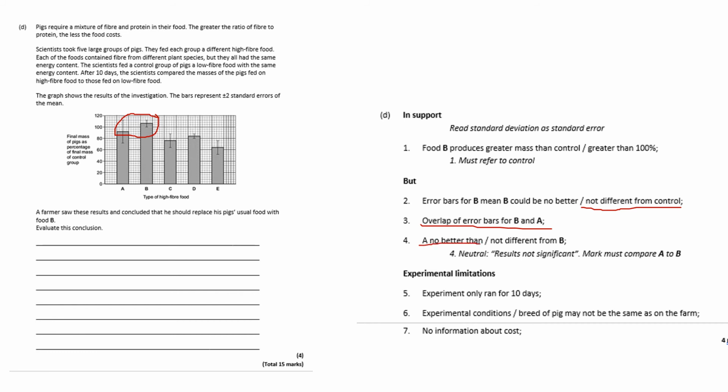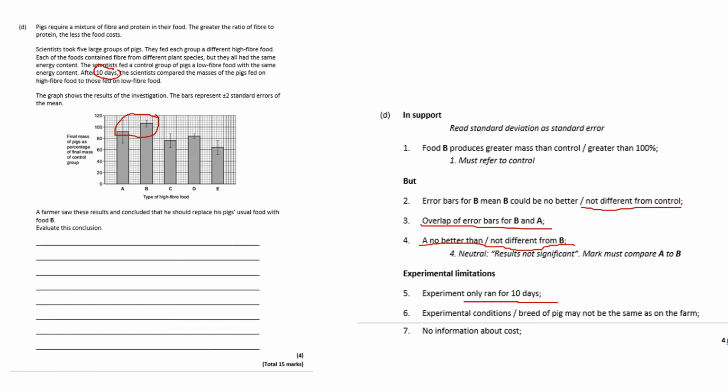So you're comparing here A and B, which again goes against the statement made by the farmer. Thinking about the limitations, well, they've given you this value for days for a reason here. They've told you it's 10 days, so is that long enough? It only ran for 10 days, so that would be an experimental limitation. Also, we know nothing about the conditions that the pigs were being kept in. Were the conditions different? So you need to think about that.